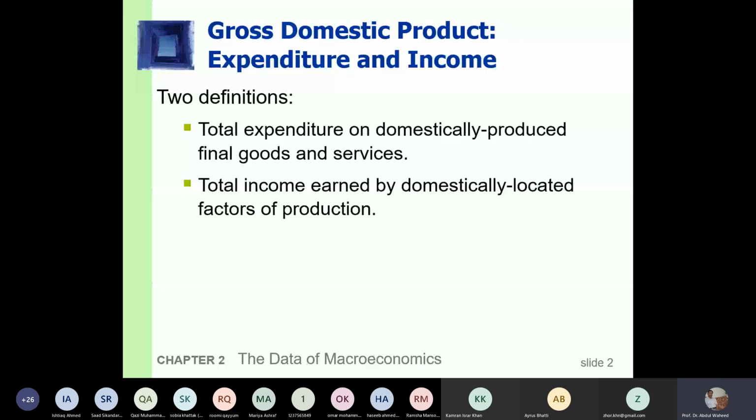The second is the total income earned by domestically located factors of production. So we have the expenditure side, from which we can calculate gross domestic product, or we can calculate it from the income side. If you estimate gross domestic product from both sides, you will come up with a single number. Both would be the same.